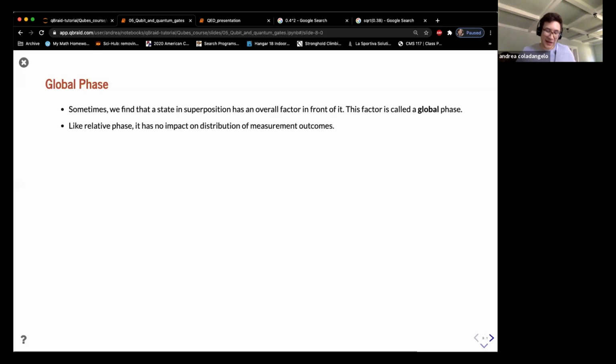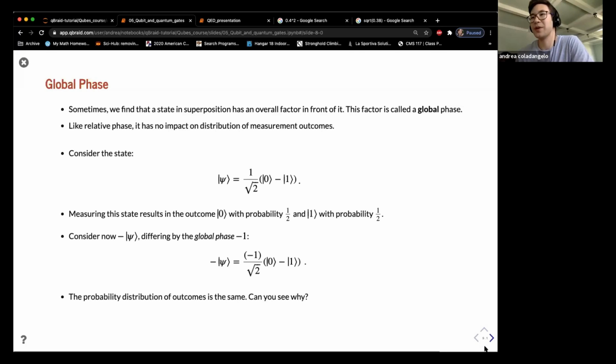Okay, so then another term that I want to introduce is global phase. It happens that sometimes you find a state in a superposition and it has some overall factor in front of it. And this factor is called the global phase. Like a relative phase, it also has no impact on the distribution of measurement outcomes if you were to measure right there and then.